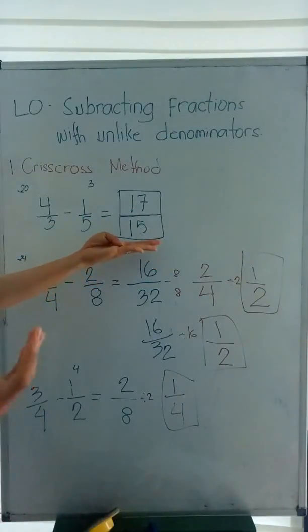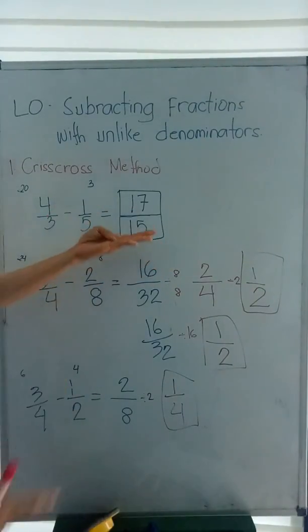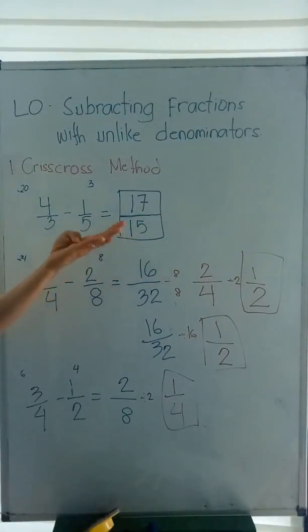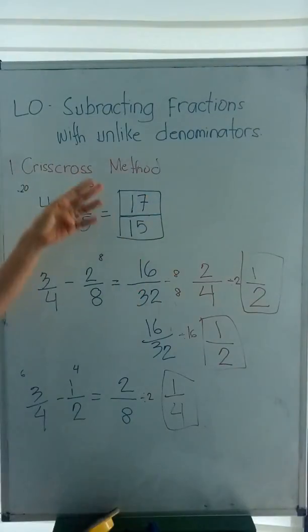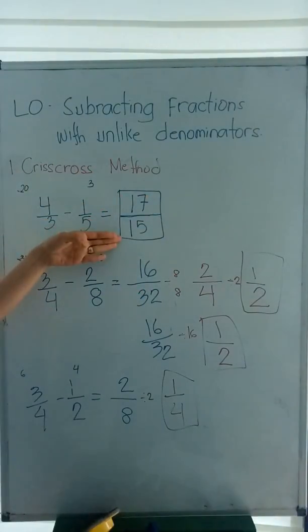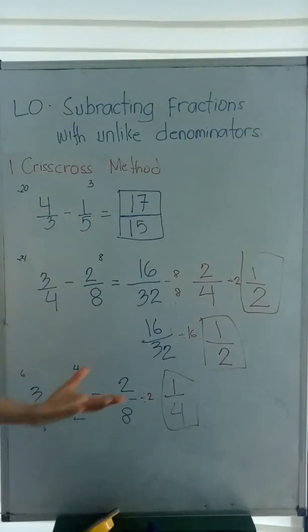Some of you are asking, but you did not simplify 17 and 15, Miss Maria. You did not divide it with any number. The reason why I did not simplify it is because there's no same number that can divide both 17 and 15. Okay, so that's why we didn't simplify it.